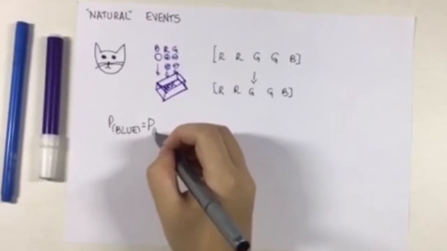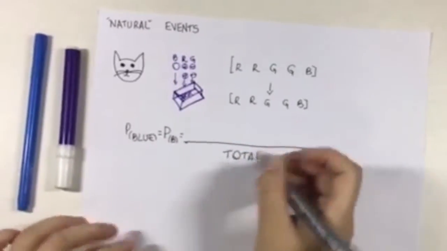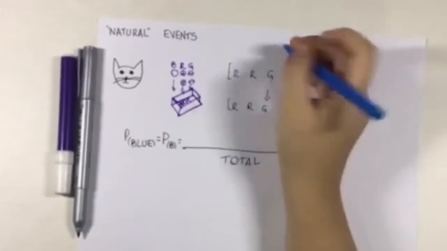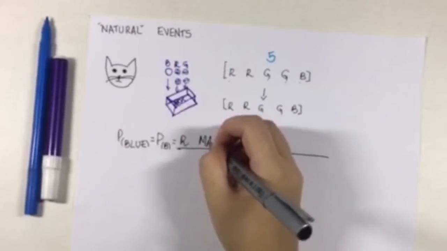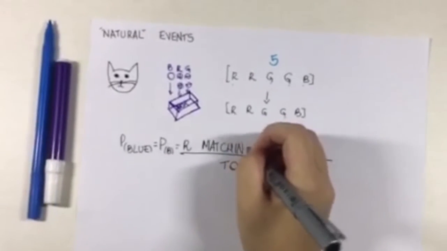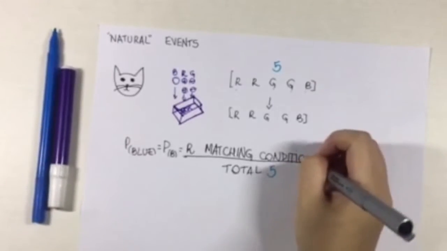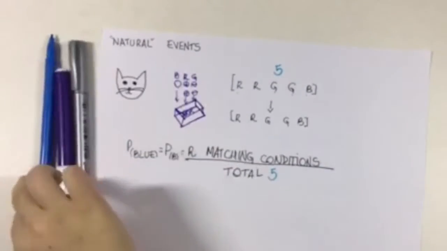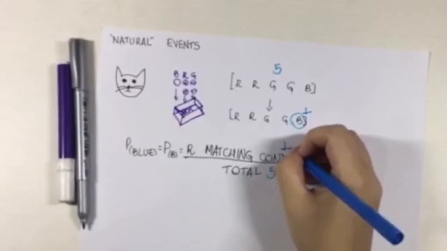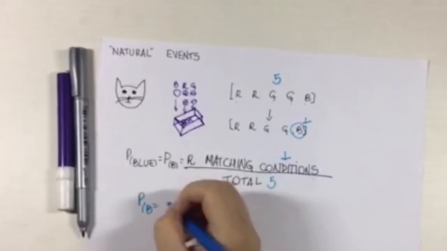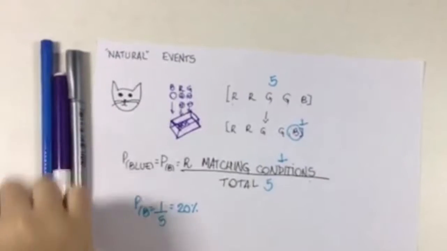Well, it goes the same as usual. List the outcomes, look for the ones that suit the conditions, and voila, you have your probability. We've got 5 balls, only one of them is blue, so the probability of the cat getting a blue ball from the box is 1/5, or 20%.